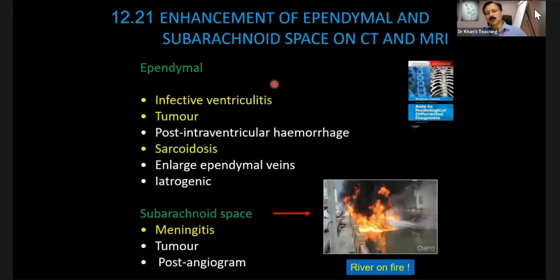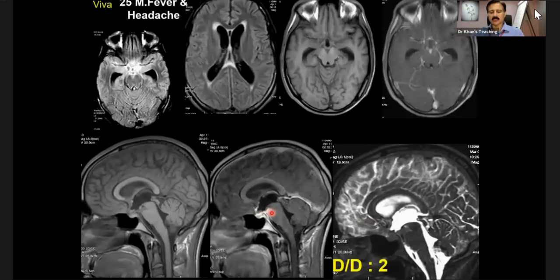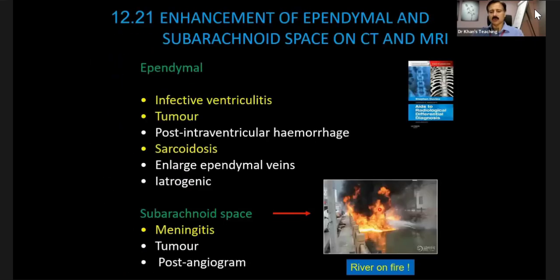This is from your old book, and one thing which I always used to teach here, this is from the previous edition of Chapman: enhancement of the ependyma and subarachnoid space. So the subarachnoid space, the whole of the space, as in meningitis, I say it is as if the river is on fire. So what is the river? As in your case, the river was this suprasellar cistern, and that suprasellar cistern is replaced. There is no water there, no CSF. Instead, there is something else which is on fire. So this is the river on fire sign for me.